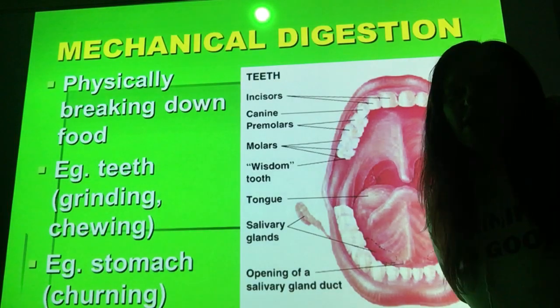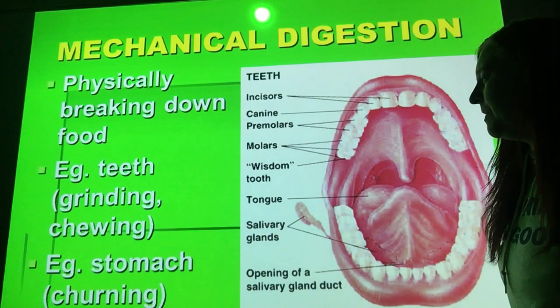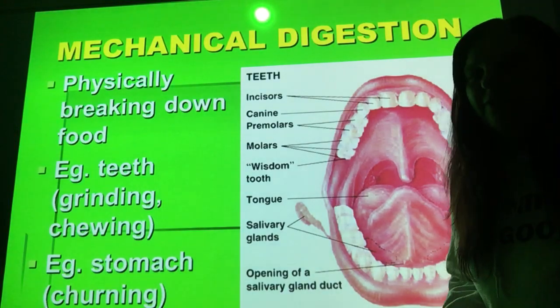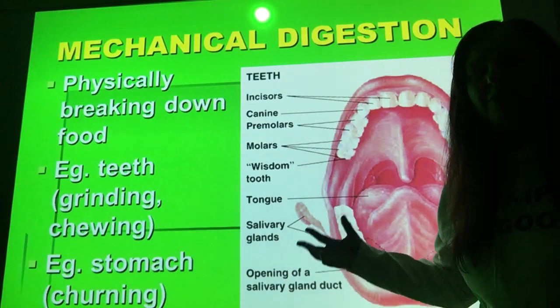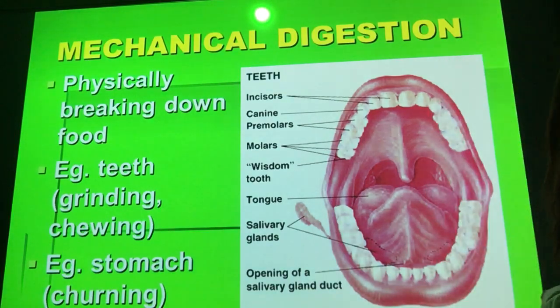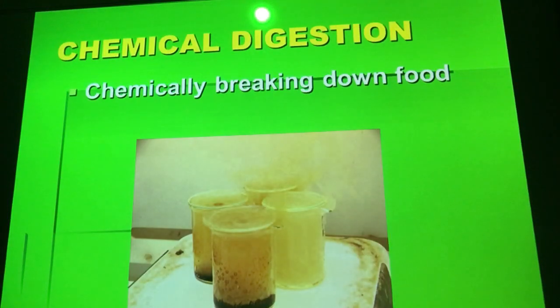Also, there's some mechanical digestion in your stomach. Your stomach is lined with muscles, the churning of your stomach. That's also mechanical. So mechanical, you are physically breaking down the food from bigger pieces into smaller pieces. That's mechanical. And then there's chemical.